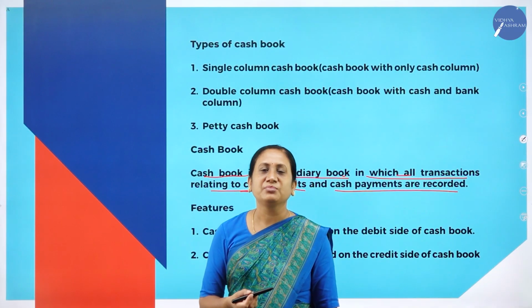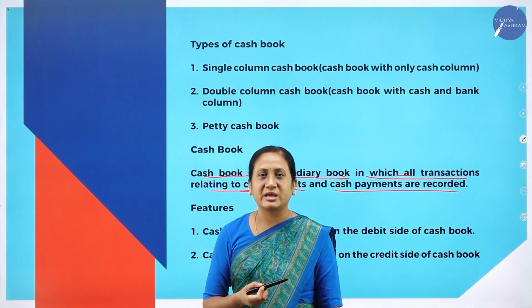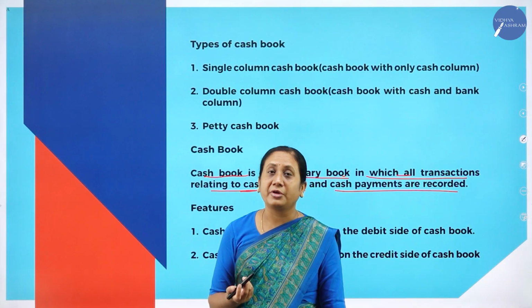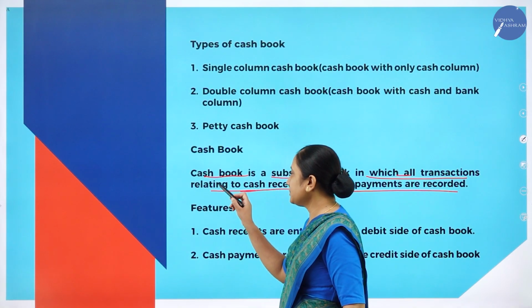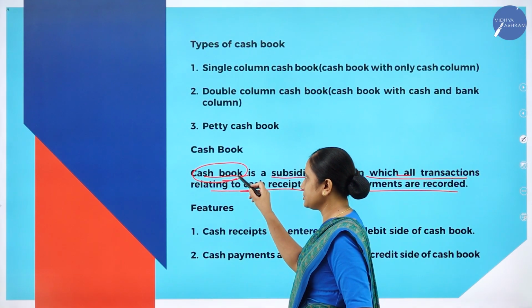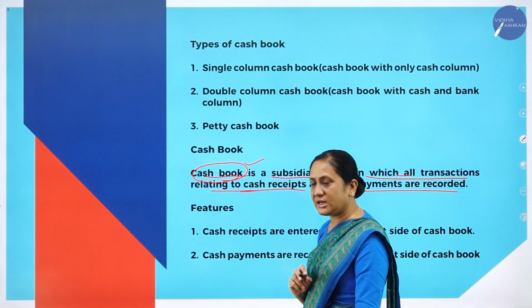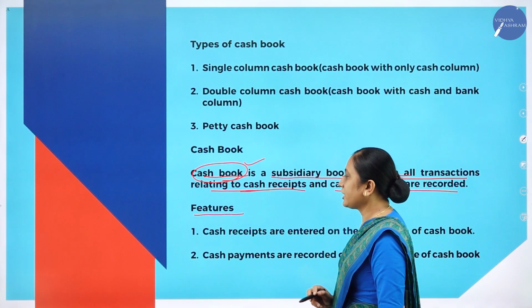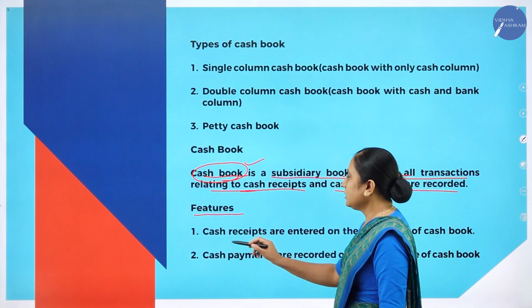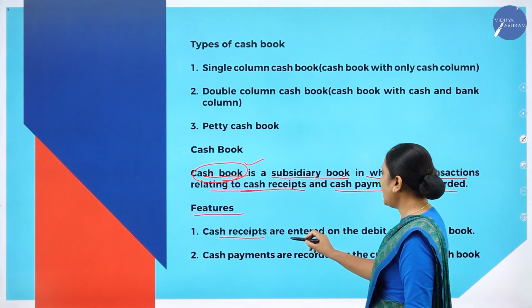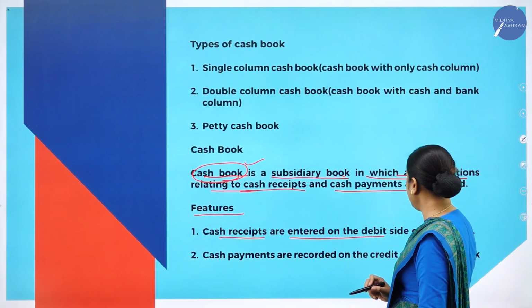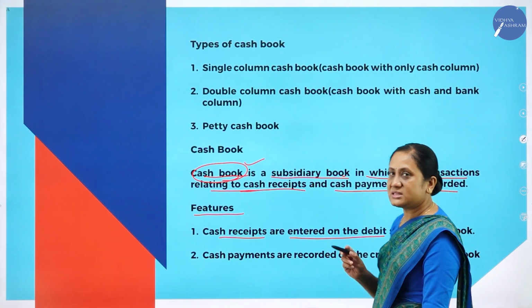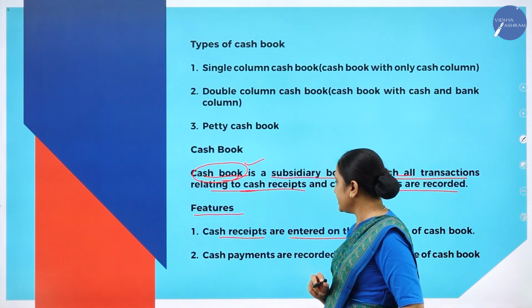That means if there is any inflow of cash or outflow of cash, where do we enter? We record it in a separate book called the cash book. This is one of the subsidiary books. Now, we will look into the features of the cash book. Cash receipts are entered on the debit side. There will be two sides. One is the debit side and the other one is the credit side.